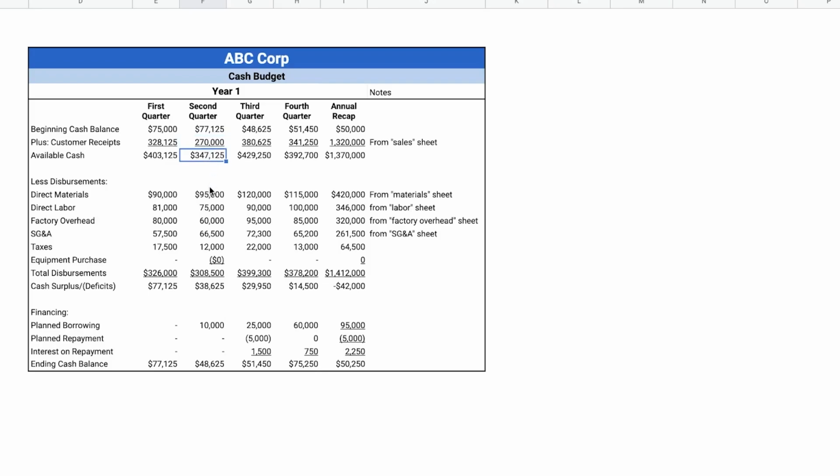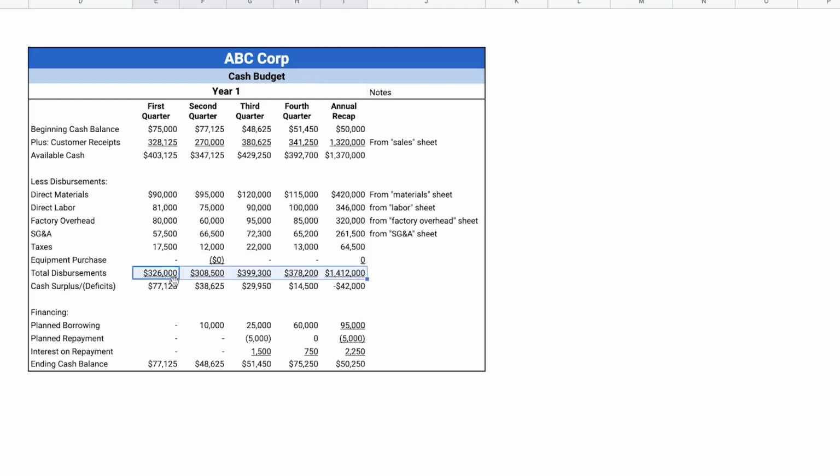And then we've got disbursements. So these are pulled from the other budgets you see here. How much we have to spend on materials and labor, overhead, SG&A. I know all these 3 were together in the production budget. Taxes, gotta love them. Equipment purchase. This would be from the capital budgets, right? I just have 0 here because we didn't have any equipment purchase on the capital budget. But if we were to have it, it would be included.